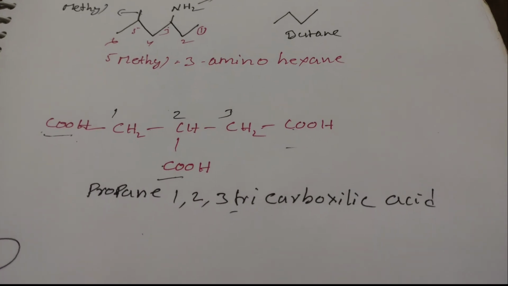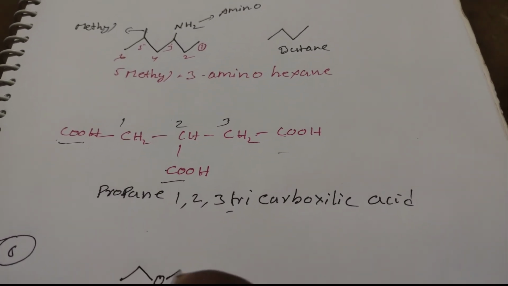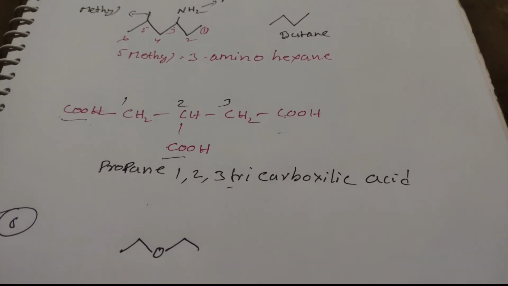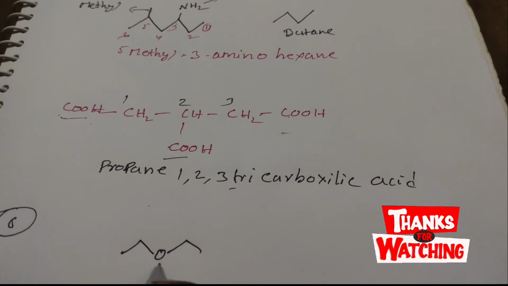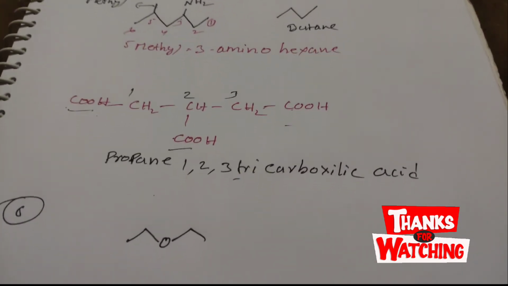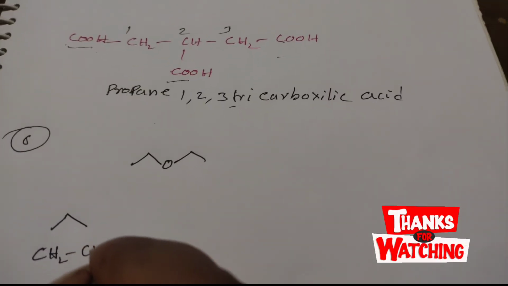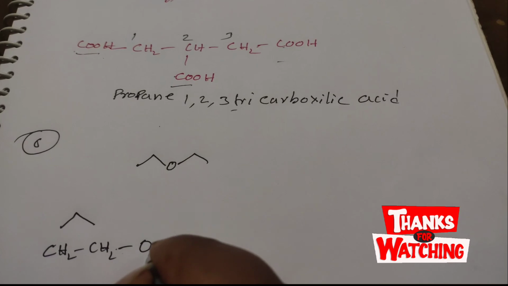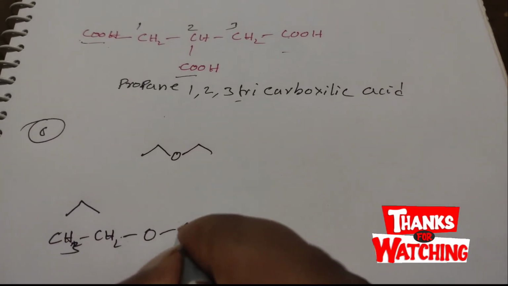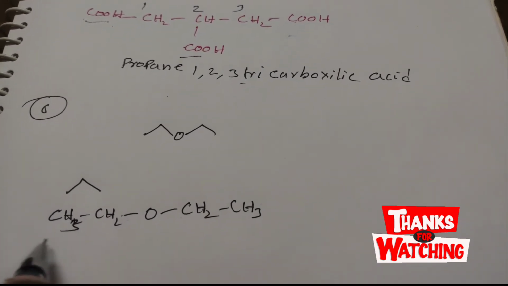Next one. From the exam point of view, the simple structure, they are giving the structure like that. What is the name of the compound? And here it is the oxygen. So this part indicates CH3, CH2, and here it is the oxygen, and here again CH2 and CH3.